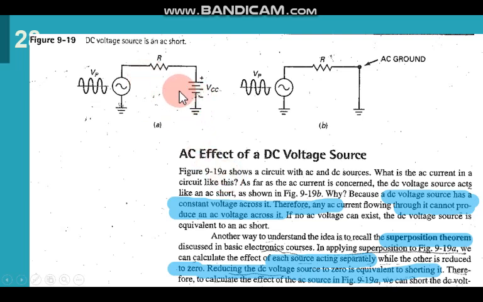The same thing you can say in a different way: if you apply the superposition theorem, then one source will be made ground. So when we see the effect of AC, the DC will be grounded, and when we want to see the effect of DC, the AC will be grounded, and then you can add the summation of both to see the effect in superposition. Okay, now go to the next slide.